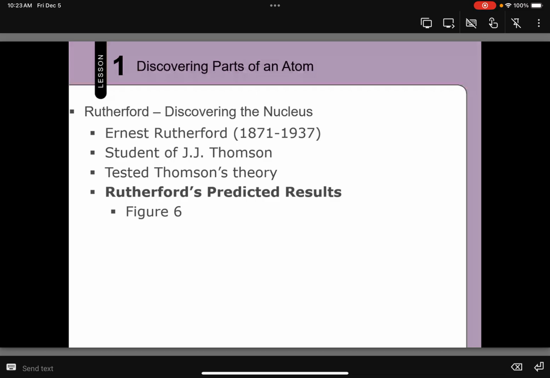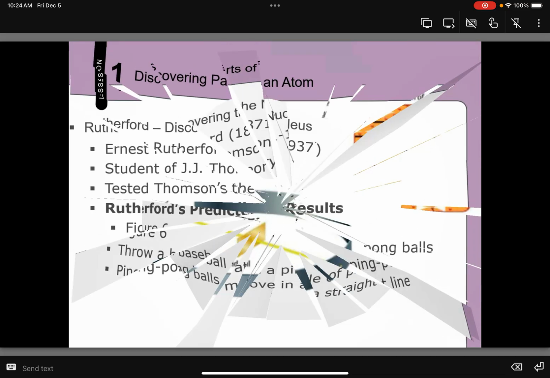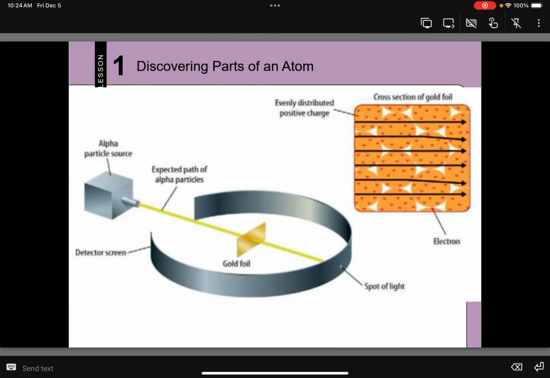Okay. And so basically he shot a beam of alpha particles through a sheet of gold foil. And what he thought was going to happen, based on Thomson's model of the positively charged sphere with negative charges embedded throughout it, was that the beam of alpha particles was going to just shine right through. And if we look, this is what's on figure 6.